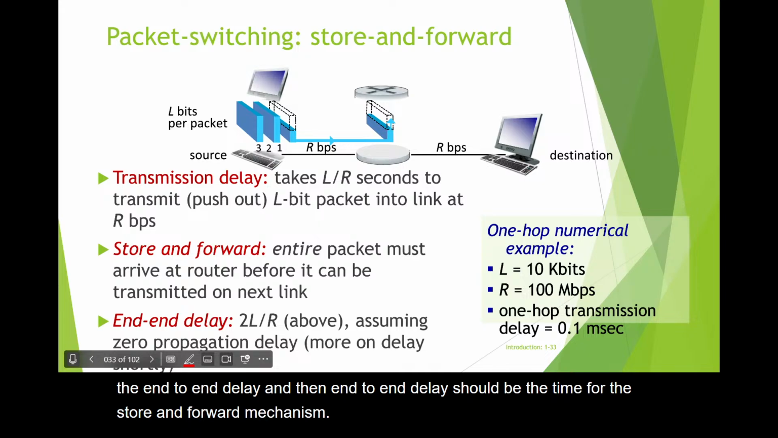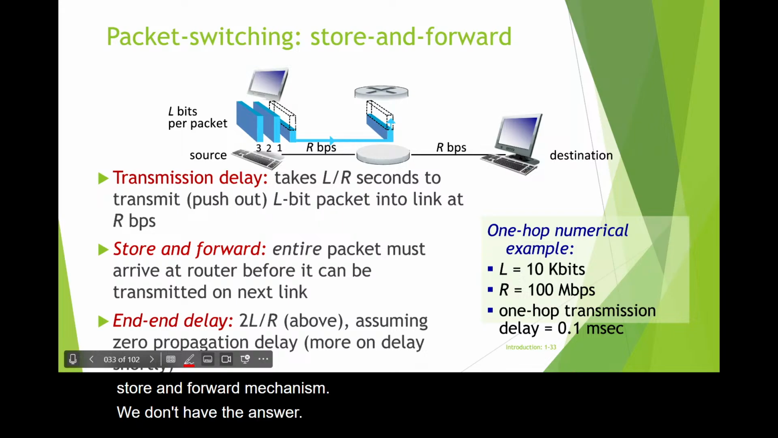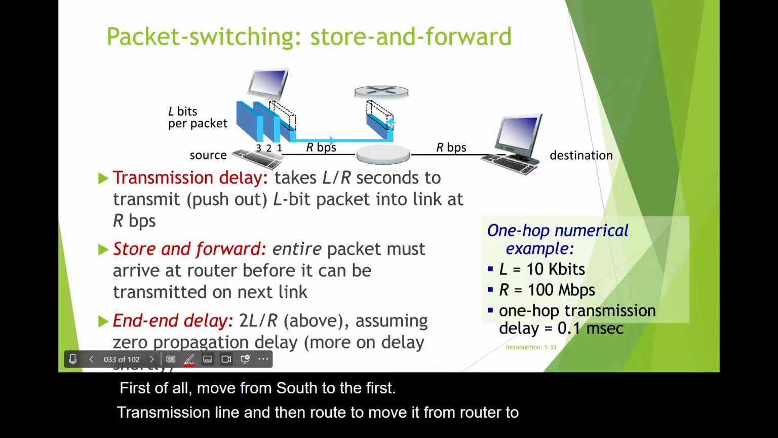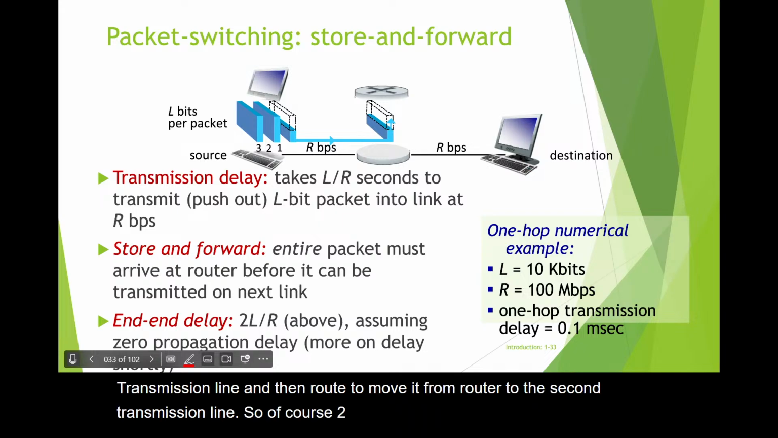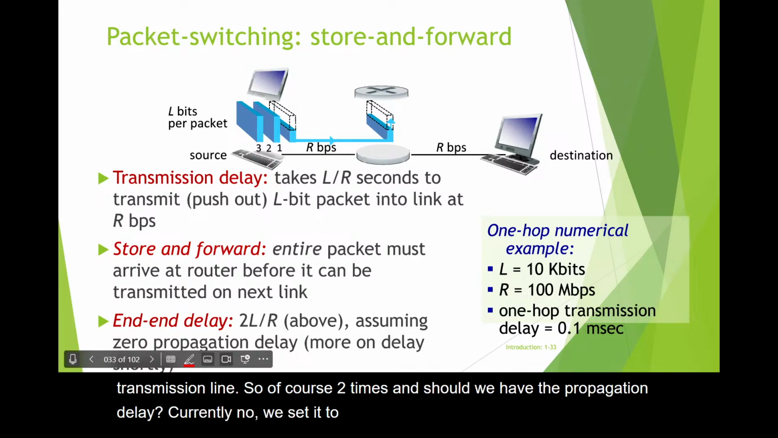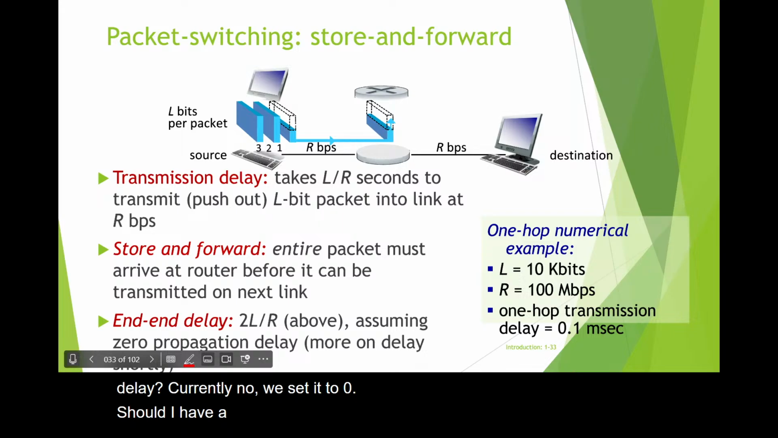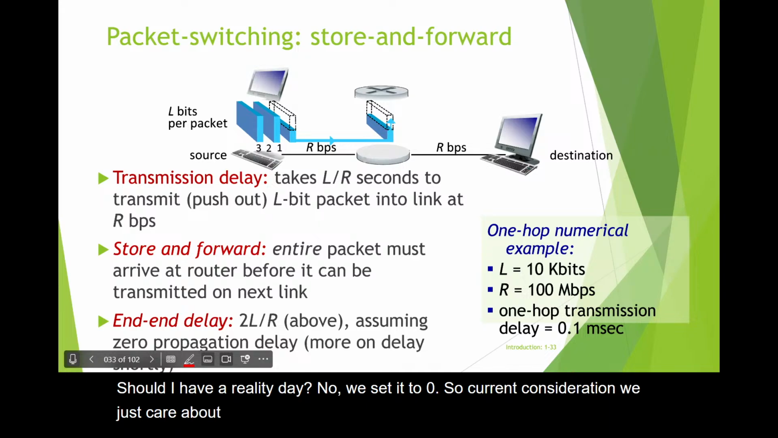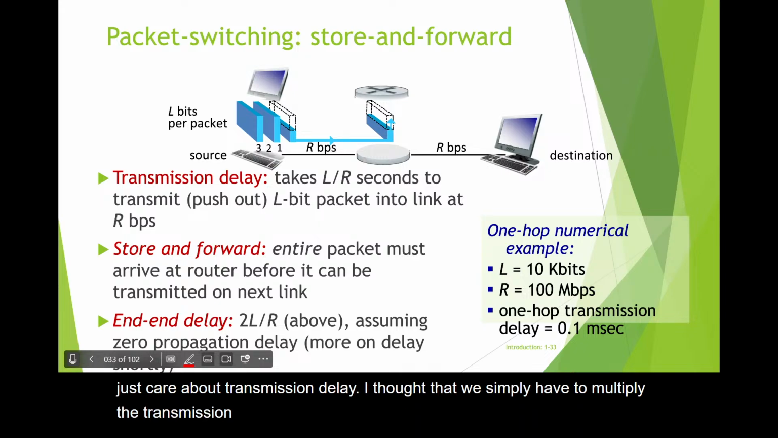Well, we already have the answer: 2 multiply L over R. Why? First of all, move from the source to the first transmission line, and then the router moves it from the router to the second transmission line. So of course 2 times. And should we have the propagation delay currently? No, we set it to 0. Should we have the other delay? No, we set it to 0. So the current consideration will just care about transmission delay. And so we simply have 2 multiply the transmission delay L over R.